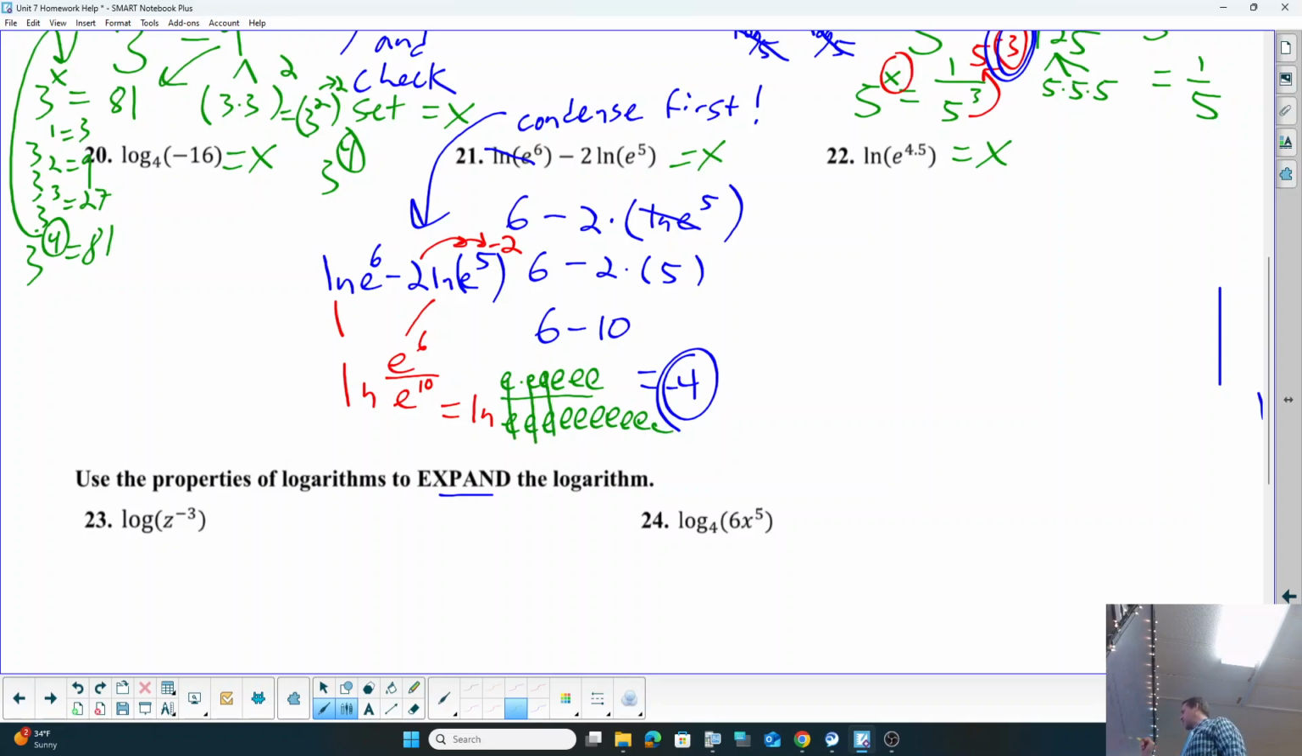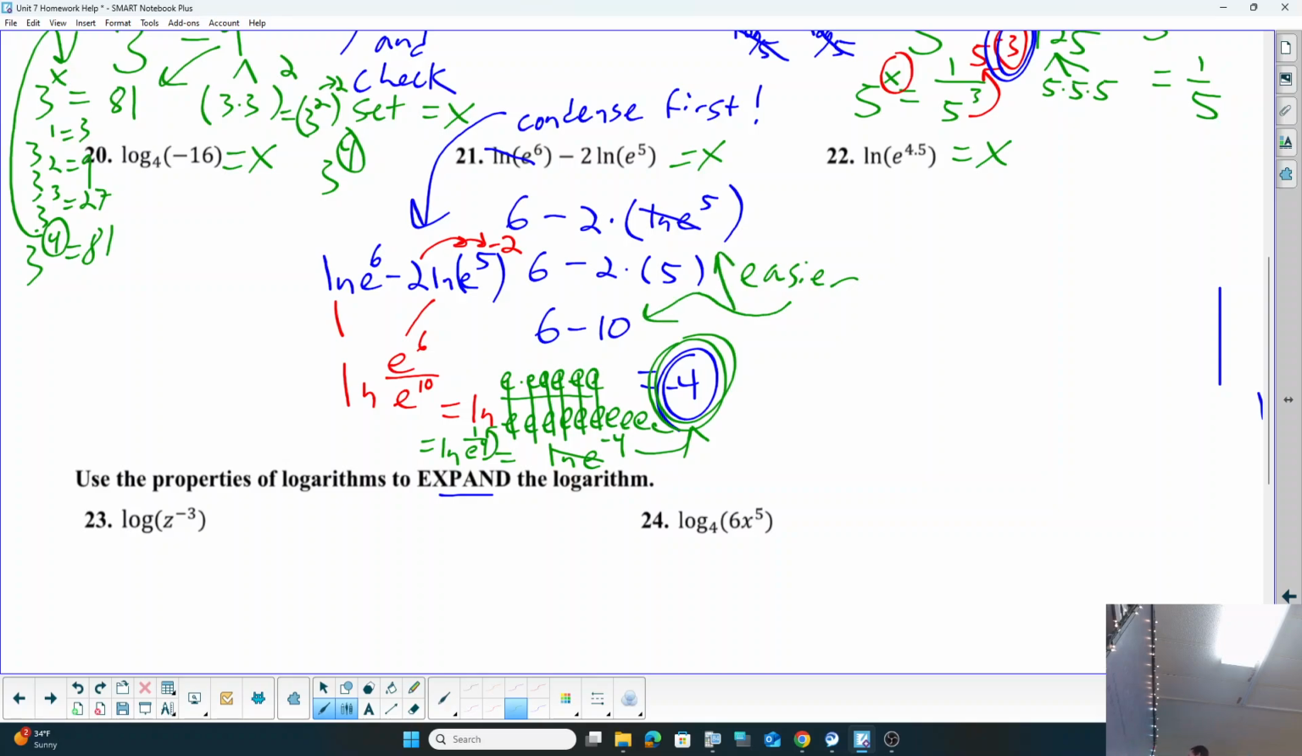So this would cancel with all of these e's. And so you're left with ln of 1 over e to the 4th power. And then you could raise it up. So that would be ln of e to the negative 4th power. And then they cancel, leaving you just negative 4. So this way is easier.